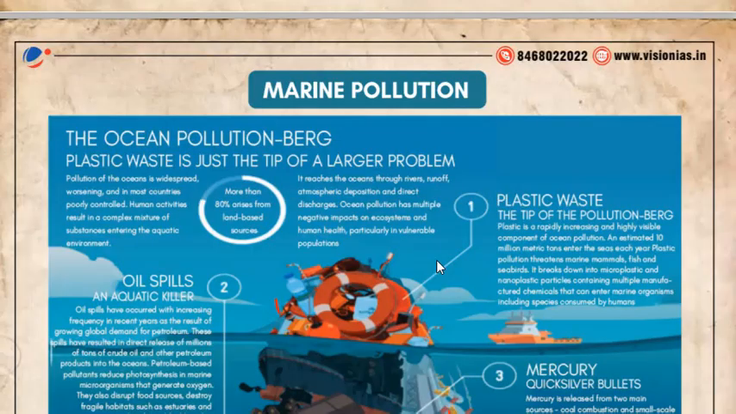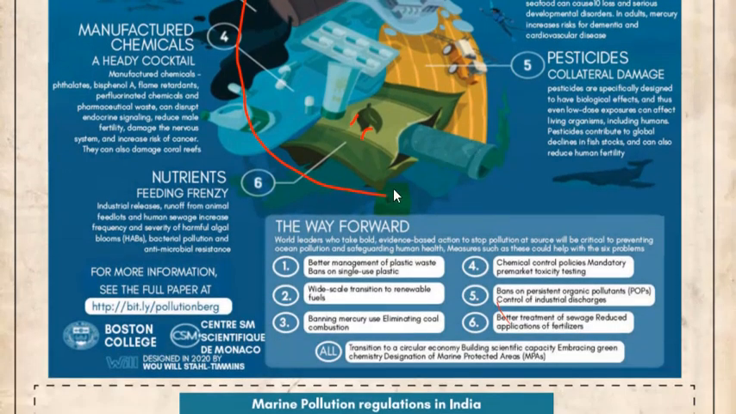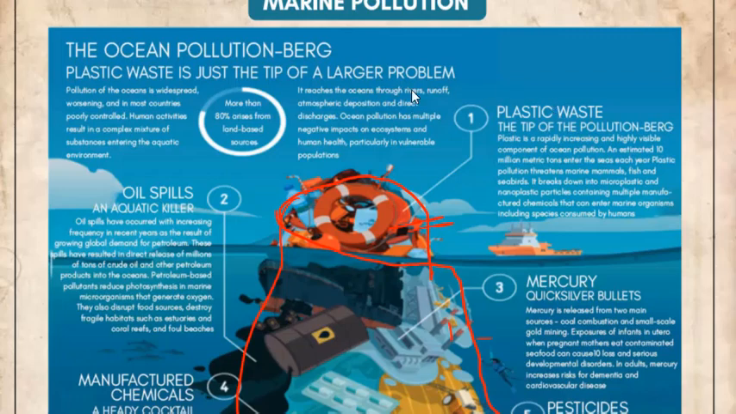Next, coming to marine pollution. In this figure, they want to show the iceberg. This figure tries to justify that only 10%, which is the tip of the iceberg, is the plastic pollution. Not every pollution is related to plastic pollution. Other pollutants are also responsible. Let's see one by one.